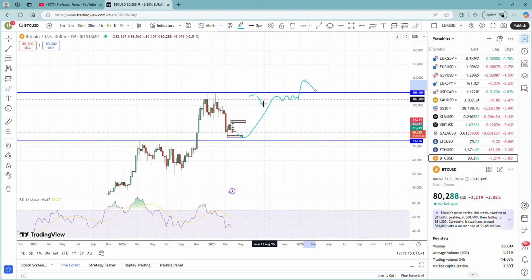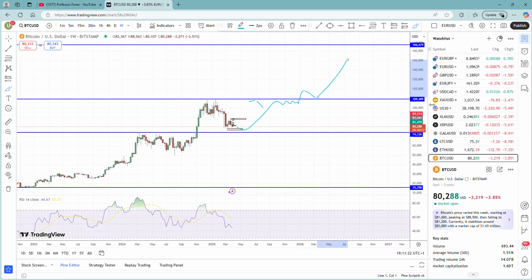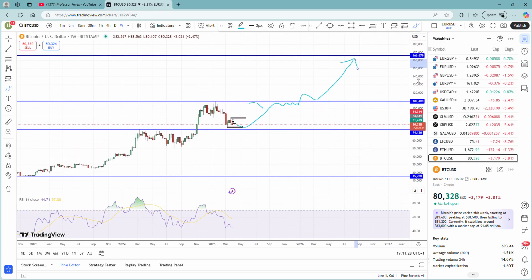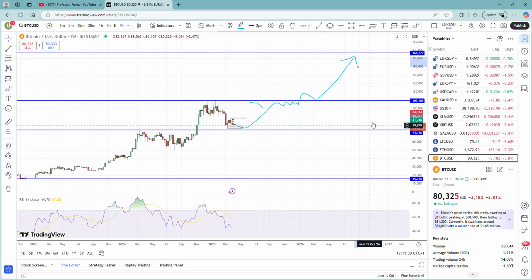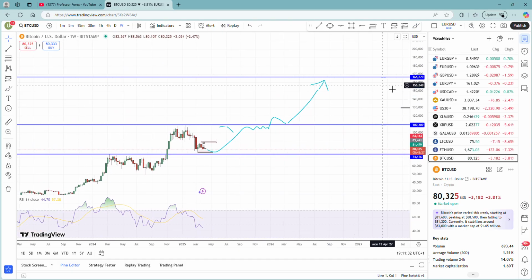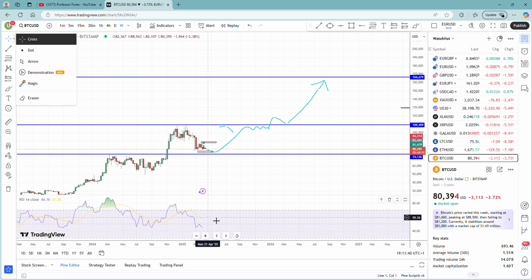It'll then fall back, retrace to the resistance which now acts as a support, and then it would go all the way to this level here, which is 166,000. So I expect the peak of the bull run, which is probably in the next 6 months, I expect one Bitcoin to be worth approximately 170,000. So that is still my long-term analysis of Bitcoin.